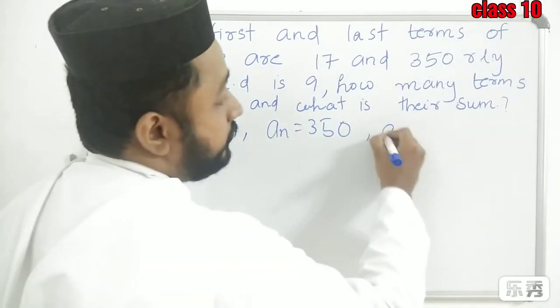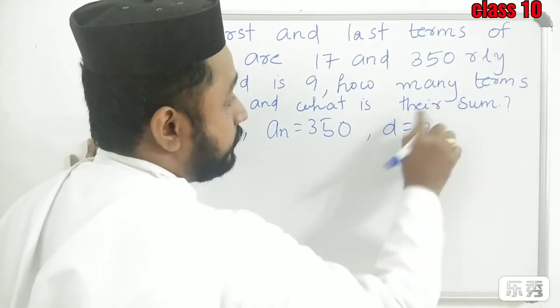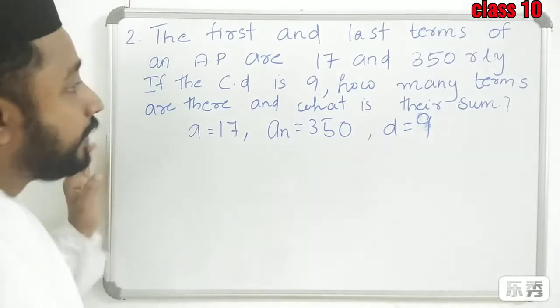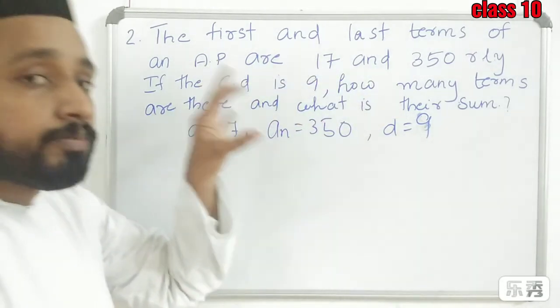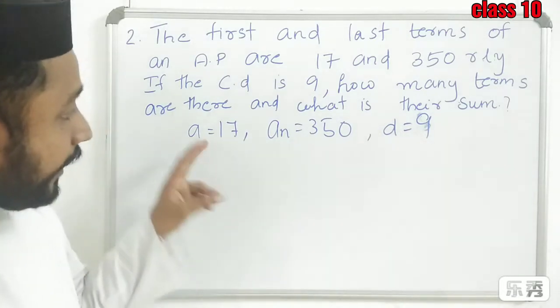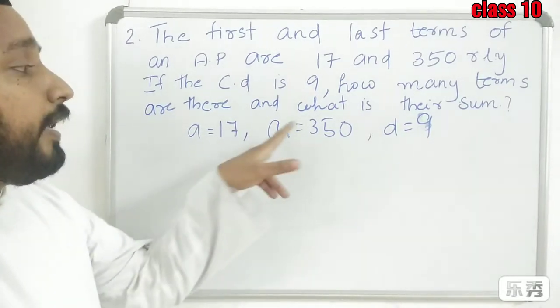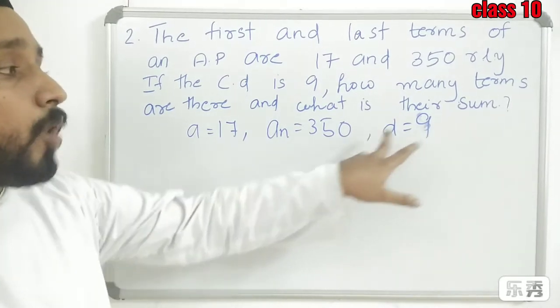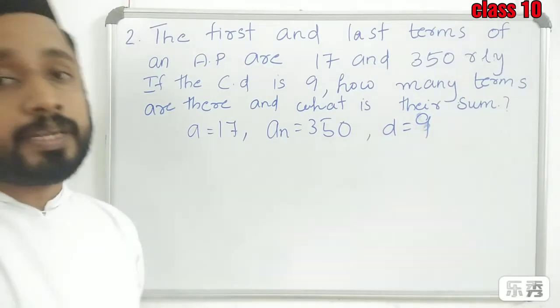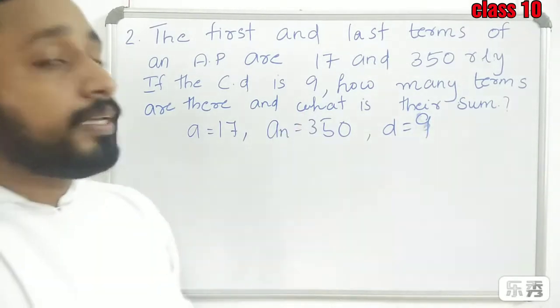D is equal to 9. These three things are given. Then you have to find out how many terms are here and what is the sum.